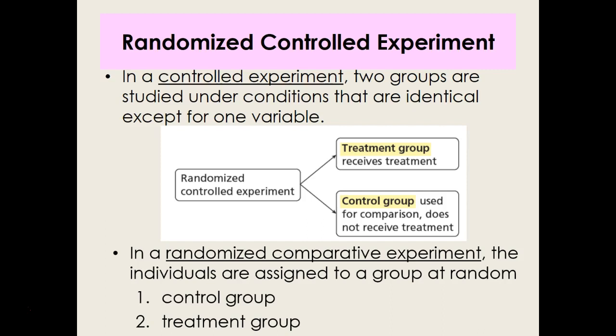In a randomized comparative experiment, the individuals are assigned to a group at random. We can have at least two groups, control group and treatment group. Now, you can have more than two groups. It's possible to have more than one treatment. You can have different levels of treatment. And if you're testing some additive to the soil for a plant, you might have different amounts of the additive that you add to the soil so that you can not only measure the addition of the additive, but also the concentration of the additive.